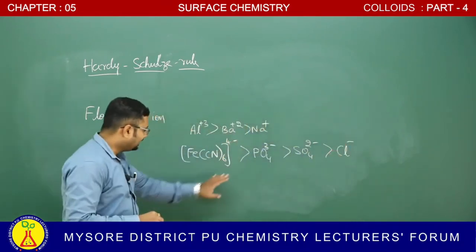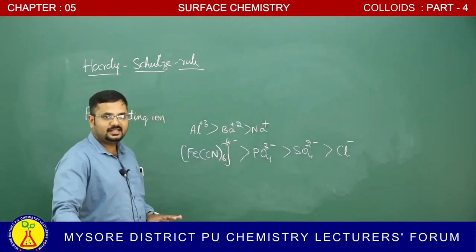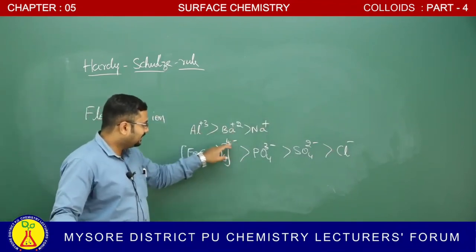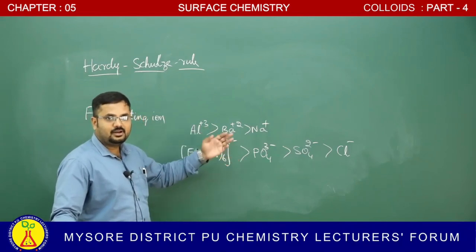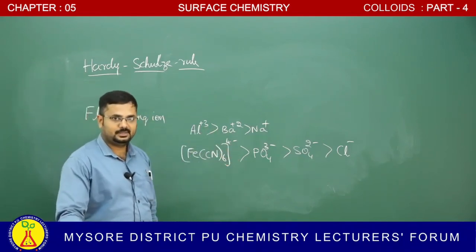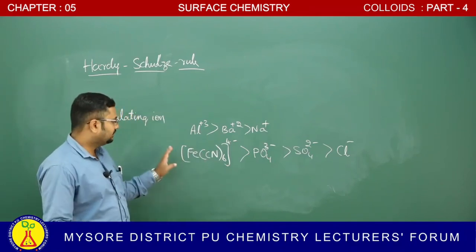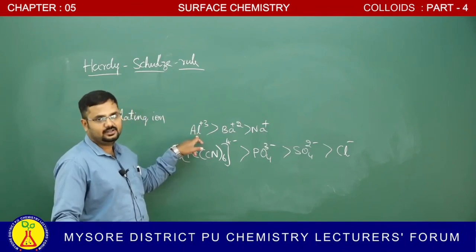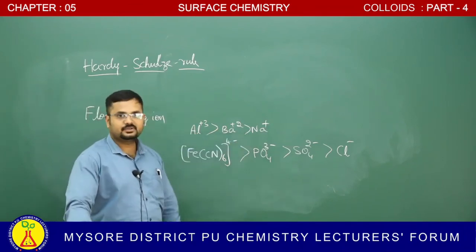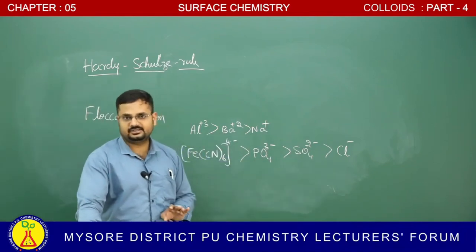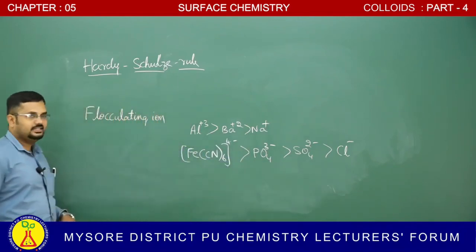What is it? Greater the valency of the flocculating ion, the power of the precipitation will be more. Greater will be the power of precipitation. Okay. So, note, this is for what? Positive salt and this is for negative salt. These are called as what? Coagulating ions. That's all, these are coagulating ions. So, this is about Hardy-Schulze rule.